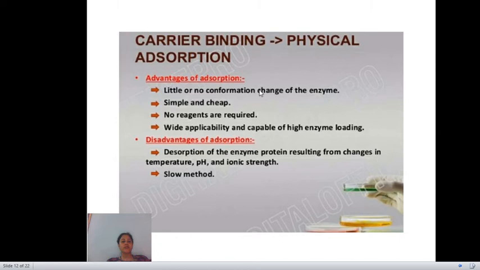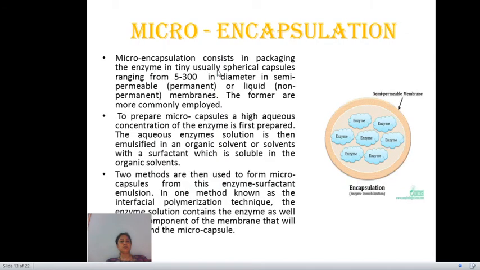This results in packaging the enzyme in tiny spherical capsules in semi-permeable or liquid membranes. So these are the enzyme molecules, and this is a semi-permeable or liquid membrane, which is enclosing all these enzyme molecules. To prepare these microcapsules, a highly concentrated aqueous solution of enzyme is prepared, and then it is emulsified in an organic solvent with a surfactant which is soluble in the organic solvent. These two methods are used to form microcapsules in this emulsion.